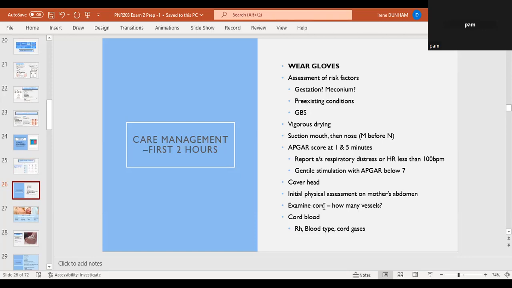Then you want to look at the cord and how many vessels. A normal cord has 3: 2 arteries and 1 vein. So remember that mnemonic, AVA, right? AVA. And then you have cord blood, and you have to collect the cord blood. We're going to test for Rh and blood type. And of course, sometimes if the baby has had problems during the labor or had a hard delivery, had a long pushing stage, you might get a cord gas.